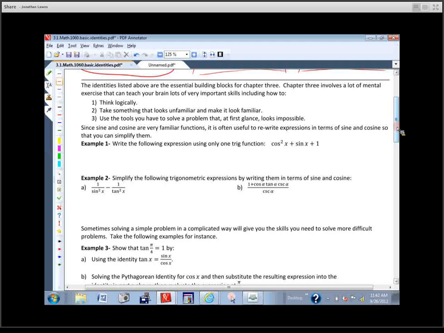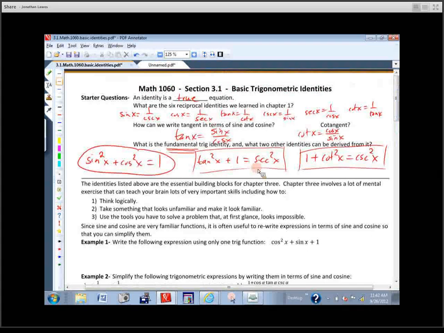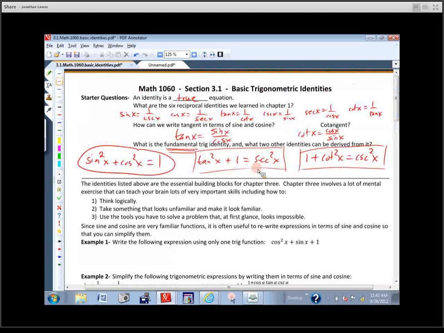The stuff that we've gone with up above here, those are the building blocks for everything that we're going to do in Chapter 3. In fact, we're going to take those and we're going to build new identities from those, okay? So it'll be kind of interesting, but the good part about this is, yeah, they can help you in calculus and all that sort of stuff, but identities really stretch your brain a little bit. They teach you how to think in a different way or operate in a different way.